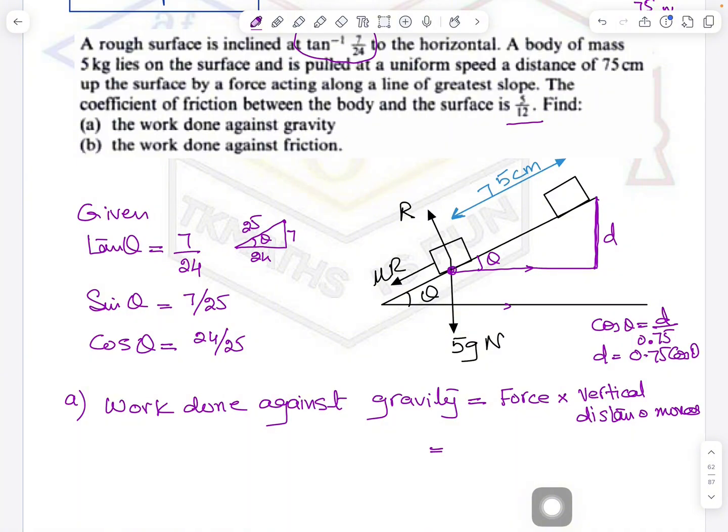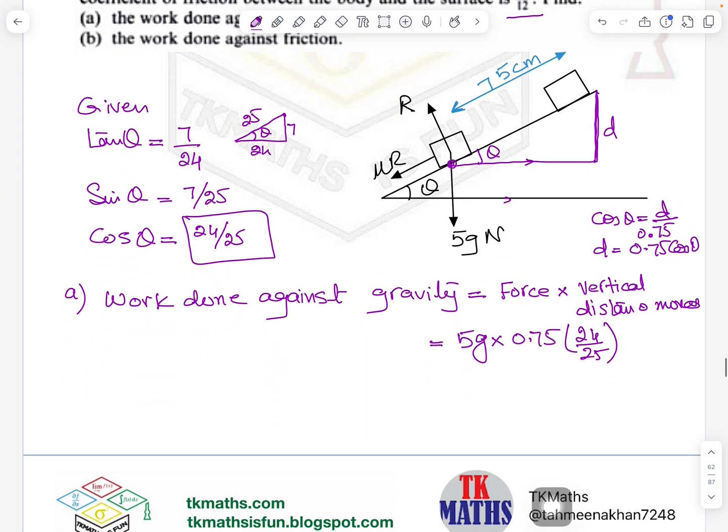So I can say force is basically the weight of the box, which is 5g. And vertical distance will be 0.75 into cos theta. And cos theta is equal to 24 divided by 25. Now let's pick up the calculator. So it is coming 10.29 joules. So this is the work done against gravity.